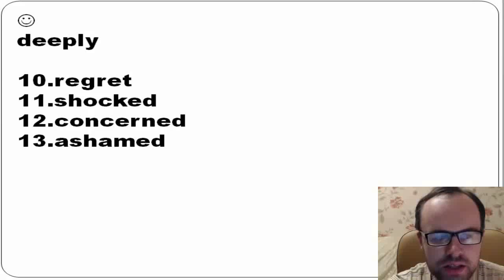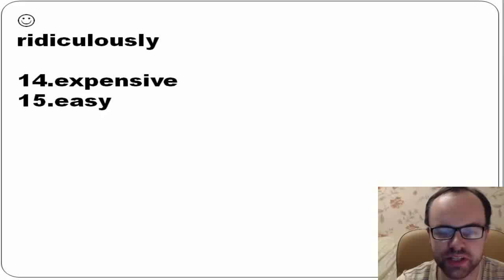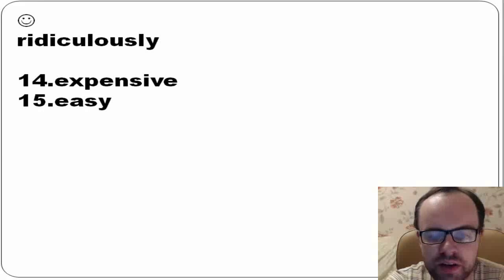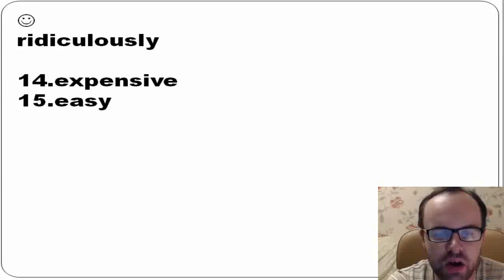Okay, well done, and let's look at two more collocations with the word ridiculously. Ridiculously means very. For instance, you can say that something is ridiculously expensive. It means that it's really so expensive. Or it's ridiculously easy. It's so easy. So please think what things can be ridiculously expensive and what things can be ridiculously easy.